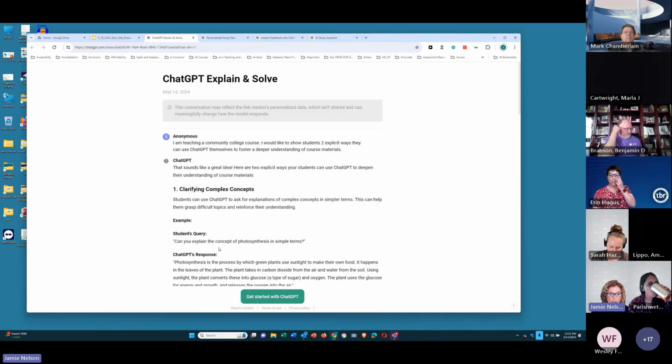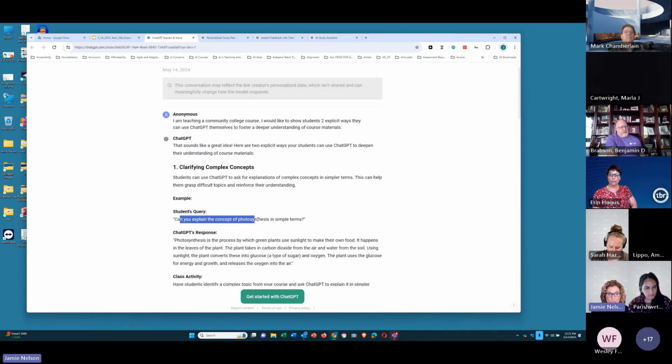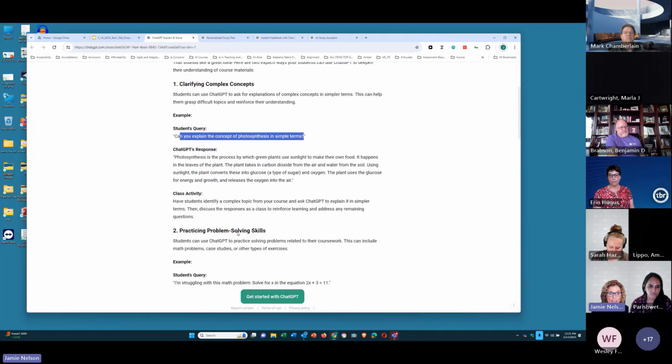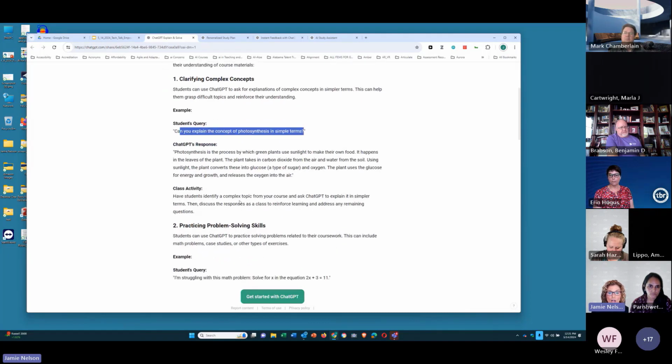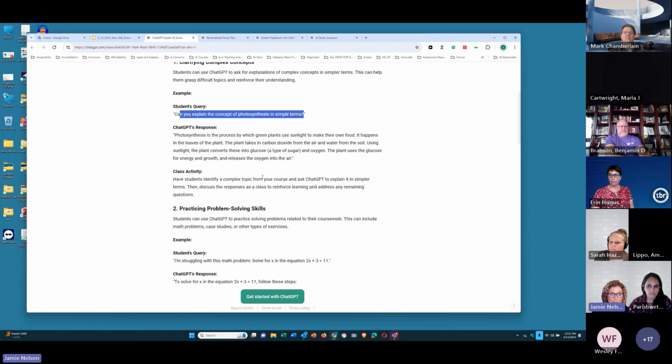So here's the student's prompt: can you explain the concept of photosynthesis in simple terms? And it's going to give us the response. And then it says, have students identify a complex topic from your course and ask ChatGPT to explain it in simpler terms. So having them actually work through that process will be helpful.